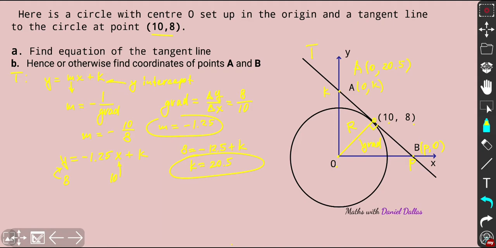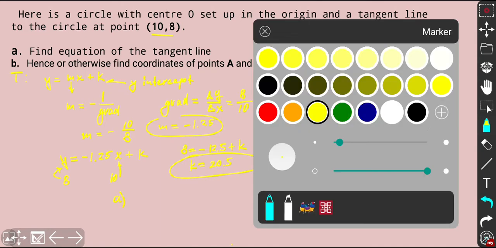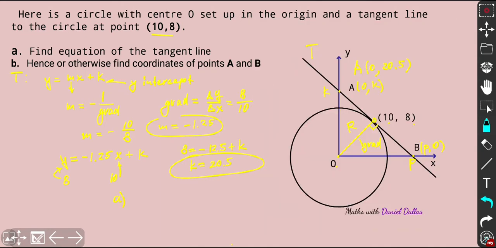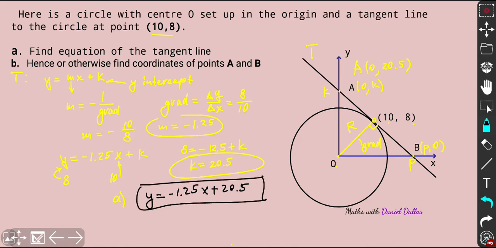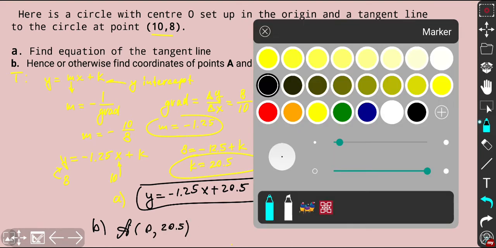So we've got the equation for the line. The complete equation for the tangent line is y equals negative 1.25x plus 20.5. And by the way, we established in the B part that the k value, that means the coordinate for A, is 0 and 20.5. How do we find the B coordinates?